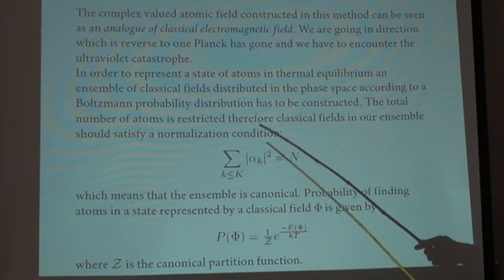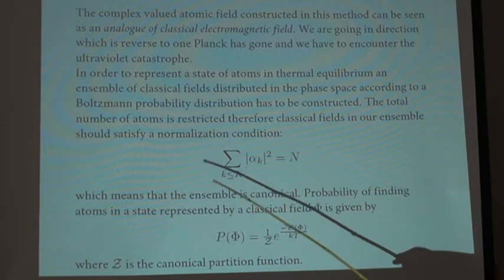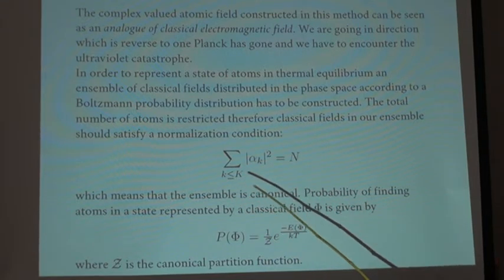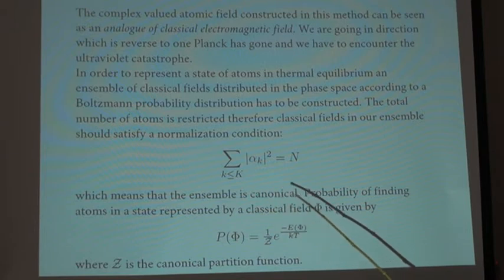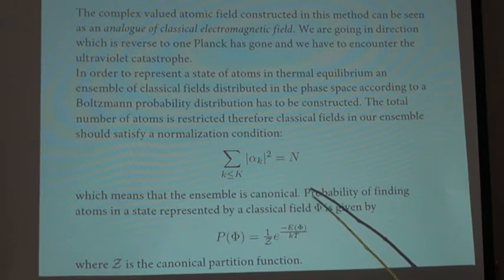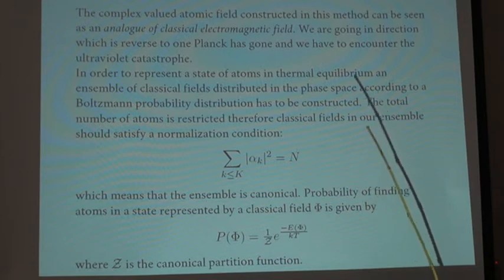What is more, when we want to restrict the number of atoms, we have to use this normalization condition on the alphas. And when we want to construct the thermal ensemble of classical fields, we have to distribute them in phase space according to this probability distribution, the Boltzmann probability distribution.